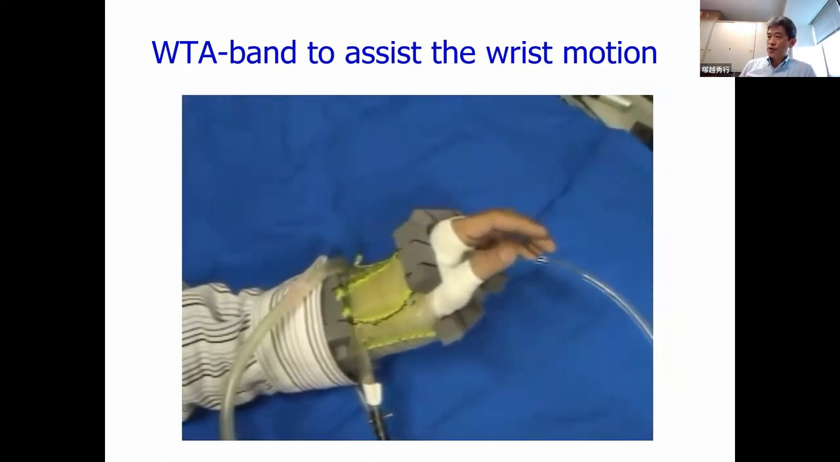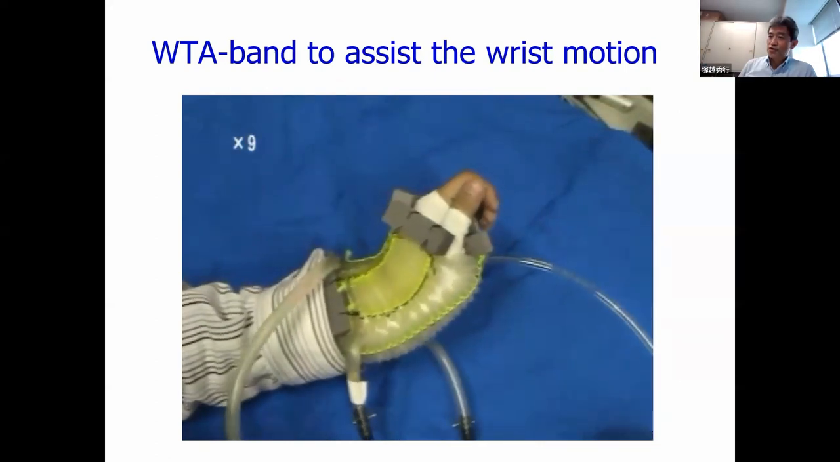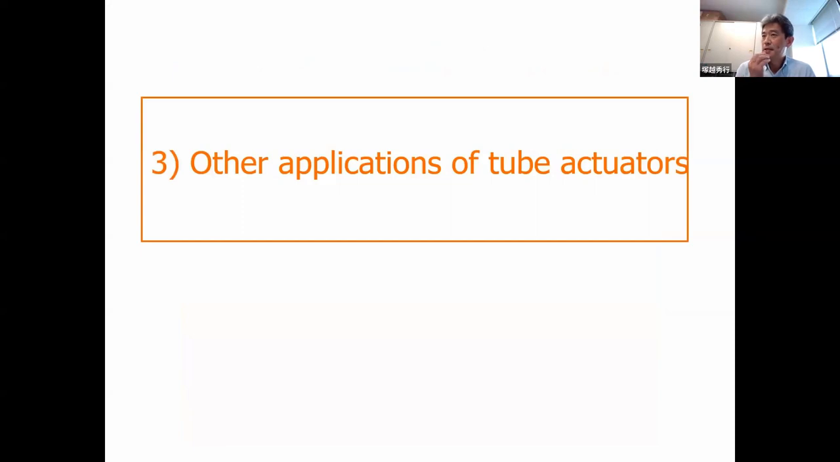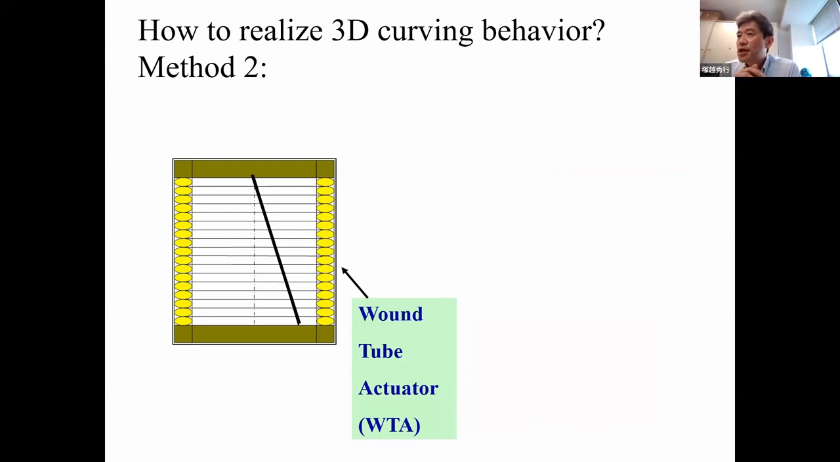This is a case when the whole four actuators are gathered together and all the direction can be stretched. Okay. Next one is the application for the mobile robot. This is a case to utilize for the narrow area for the victims searching. And to do that, how to steer the direction is important. And here, how to curve the one tube actuator itself for the whole direction is important.